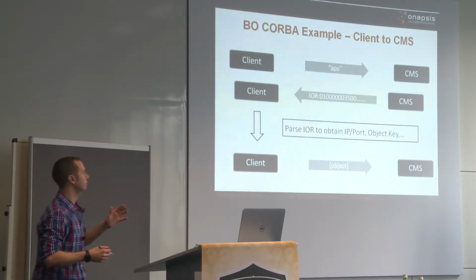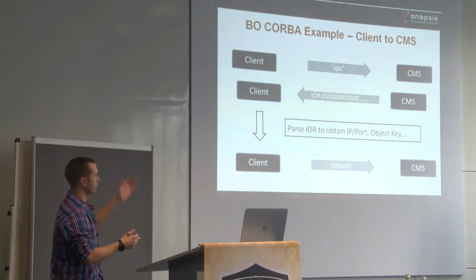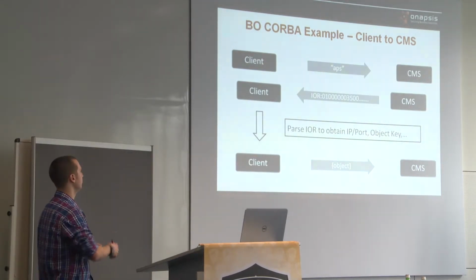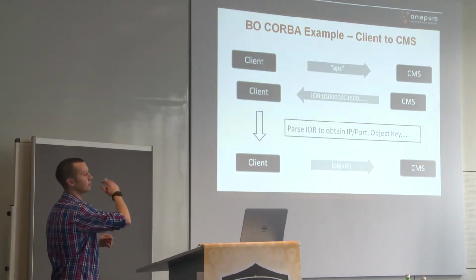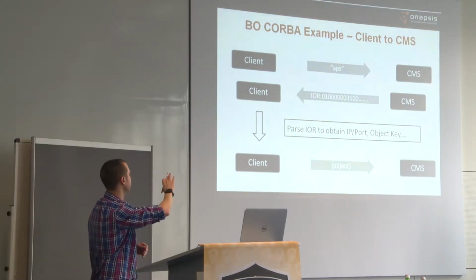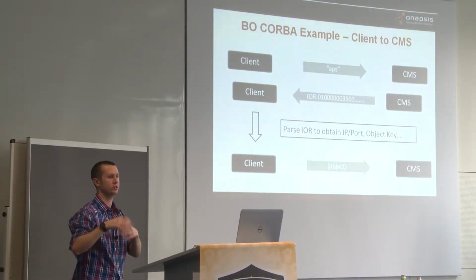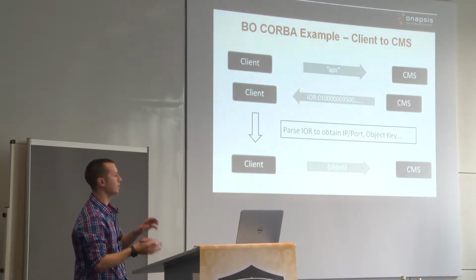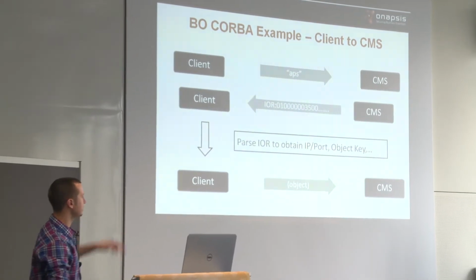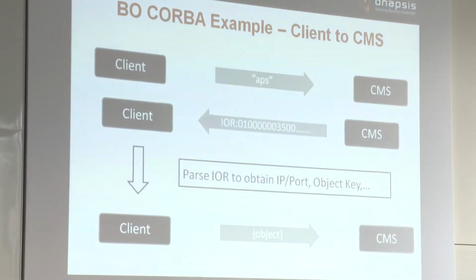Here's a quick example. Let's say you have a client, and if you have a BusinessObjects installation, you can use it, or you can try this out. Connect to the CMS, which defaults to port 6400, type in the string APS, and it'll kick back the IOR. The IOR is just going to look like IOR colon and a string of hexadecimal characters. If you parse that, and there are online parsers you can use, or you can download a tool, you'll get the IP, the port, and you'll see the reference to the object called the object key. On the client side, you can take that and create objects from it, and you'll be able to control objects on the CMS.